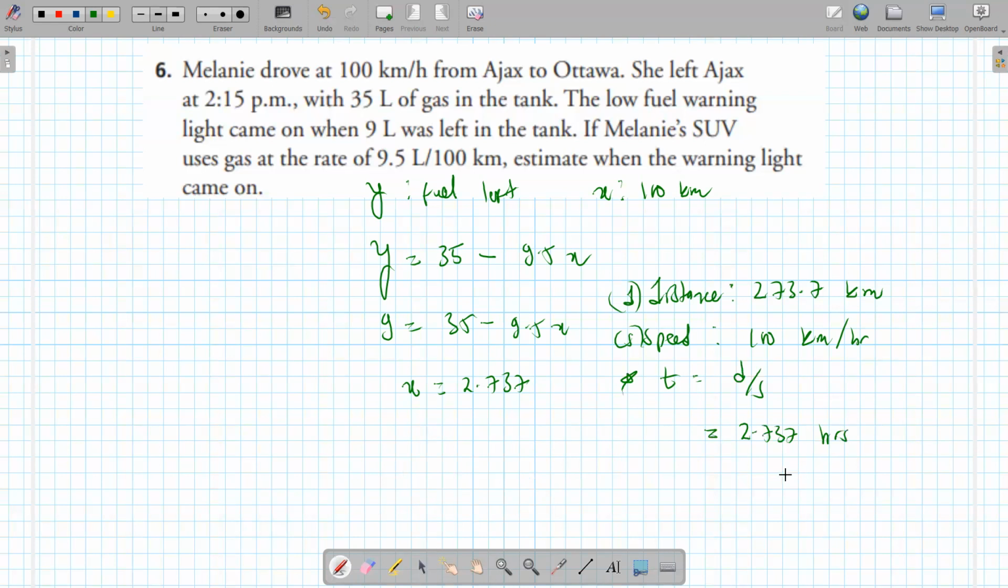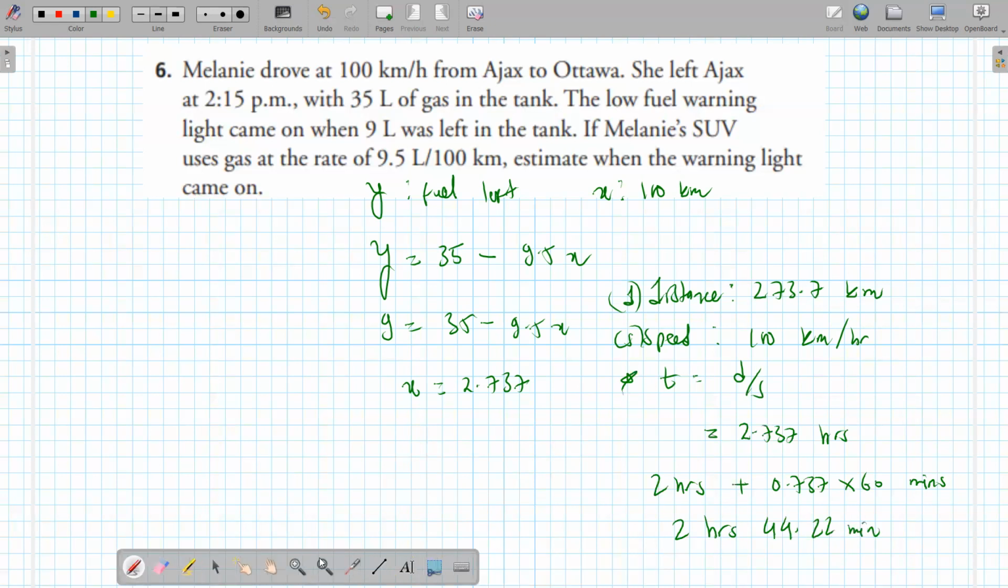Now, what is 2.737 hours in terms of minutes? Look at this. This is 2 hours plus, you take the decimal part, and to go from hours to minutes, you multiply that by 60. So you get 2 hours and 0.737 times 60 is 44.22 minutes. Now this 0.22, you can convert into seconds by multiplying by 60. So you get 2 hours, 44 minutes, and 13 seconds. There you go. That's how much time has passed.